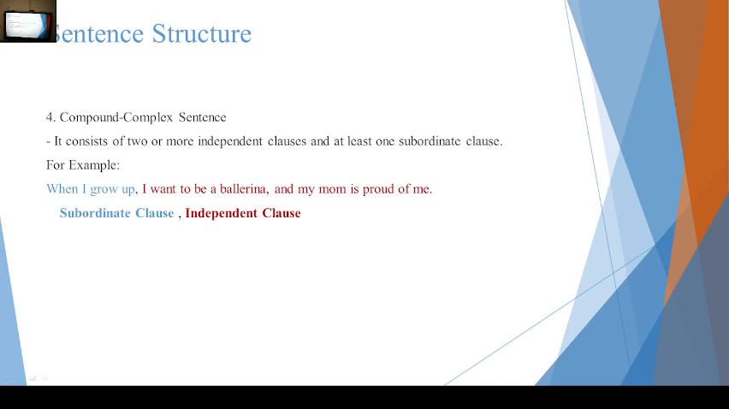The fourth type of sentence is what we call a compound complex sentence. It consists of two or more independent clauses and at least one subordinate clause. So for example, when you say, when I grow up, I want to be a ballerina and my mom is proud of me. The subordinate clause here is, when I grow up. Can it stand alone as a sentence? No. Then it's a subordinate clause.